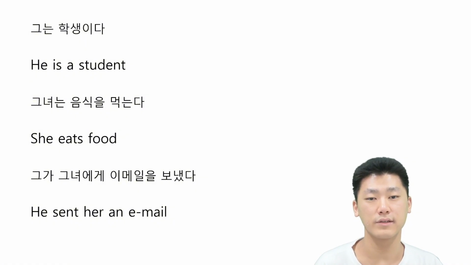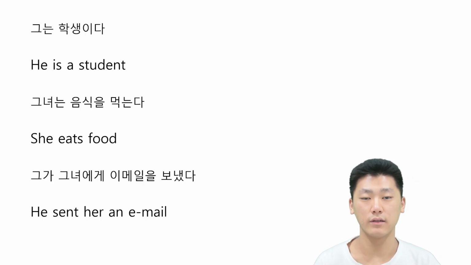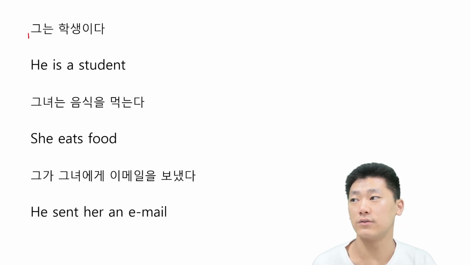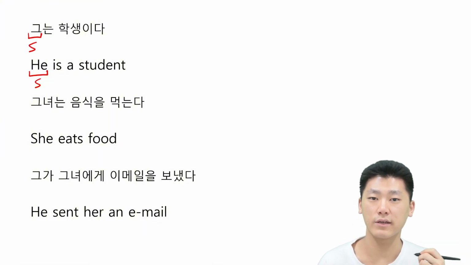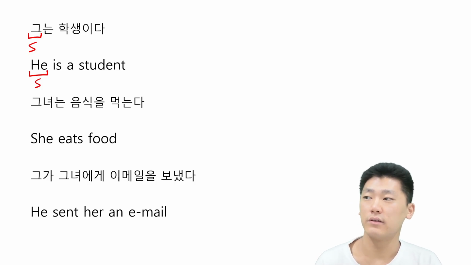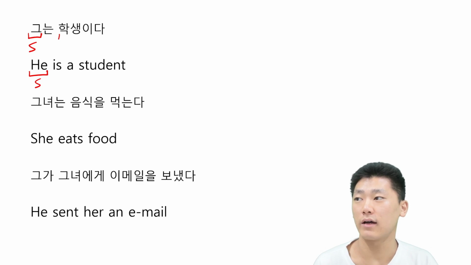Now I will show you Korean sentences that have the exact same meaning, and I will analyze the sentences to find out which words are subjects and verbs. Alright, let's start with the first sentence. So 그 means he, and he is the subject, so 그 is also the subject, because these two sentences have exact same meaning. And 는, we will talk about this later. And 학생 means student, and 이다 means is, which is the verb, so 이다 is also the verb.